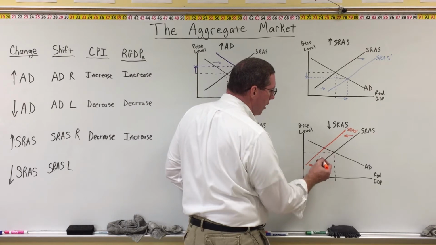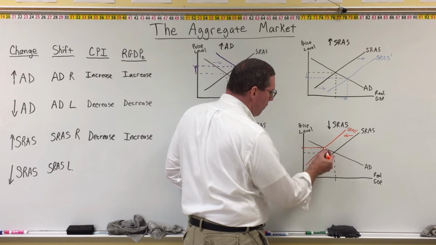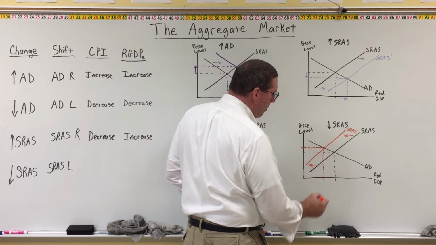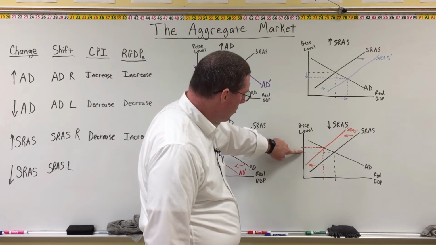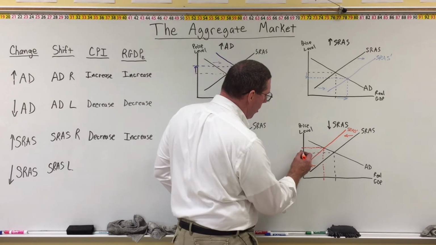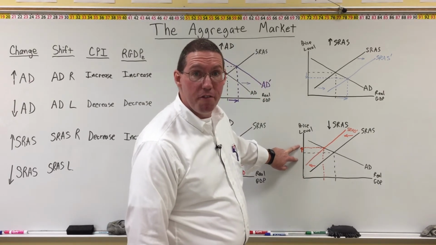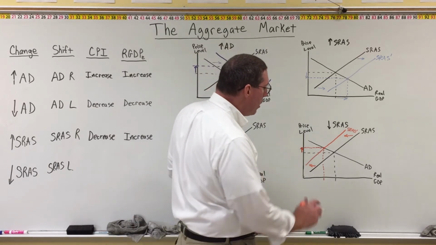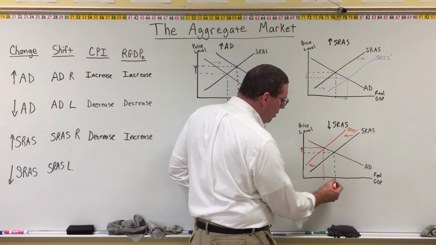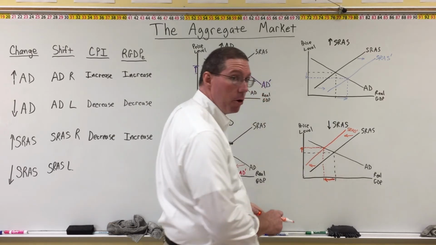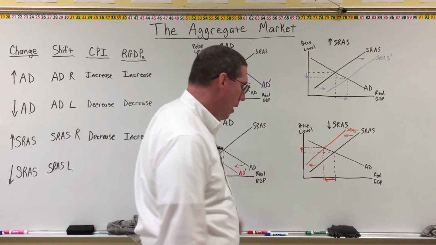We have found our new intersection point, and now we're going to draw a horizontal dashed line over to price level and a vertical dashed line down to real GDP. Now the original price level was here, and now our orange price level is up here. We had an increase in the price level. CPI is going to measure higher. That's inflation. We have inflation here. But equilibrium real GDP was here, and it moved to the left. That's a decrease in equilibrium real GDP. That's a bummer. We produce less stuff, but prices have gone up. I don't like the sound of that.